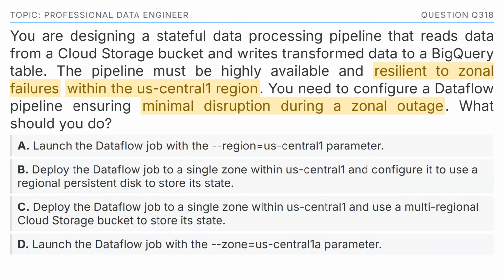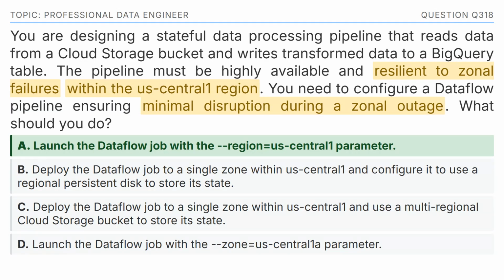To arrive at the correct answer, we focus on the keywords: resilient to zonal failures, within the US Central 1 region, minimal disruption during a zonal outage. The correct answer is option A, launch the Dataflow job with the region equals US Central 1 parameter.